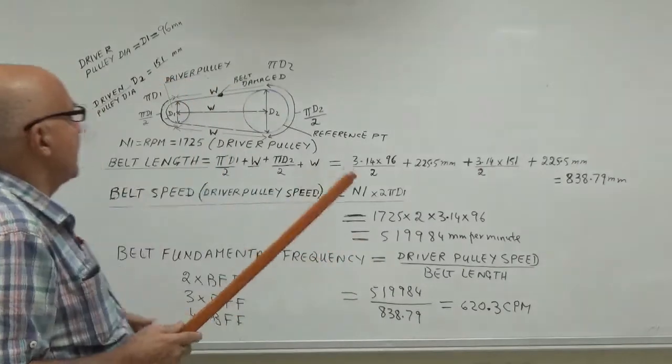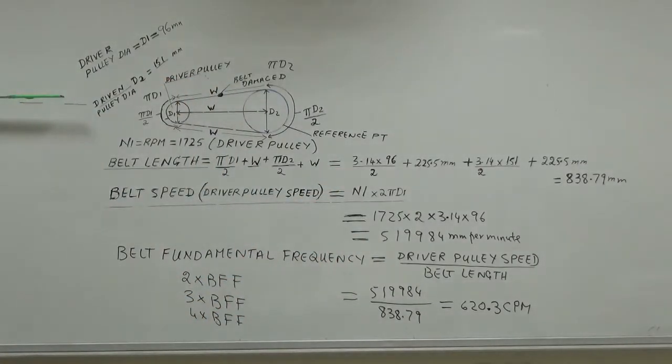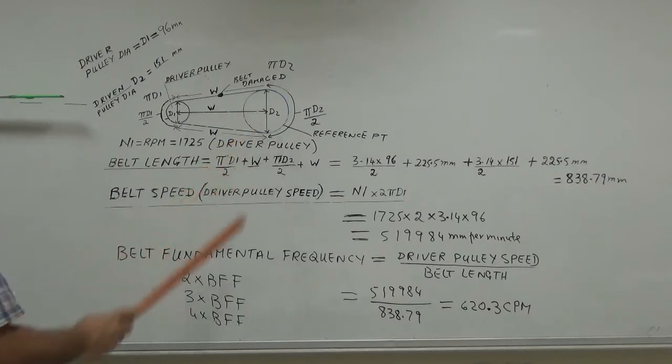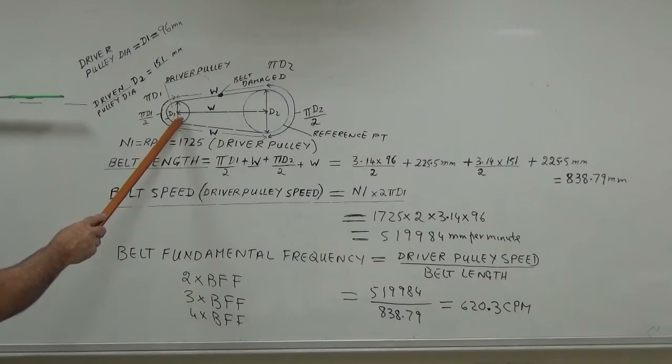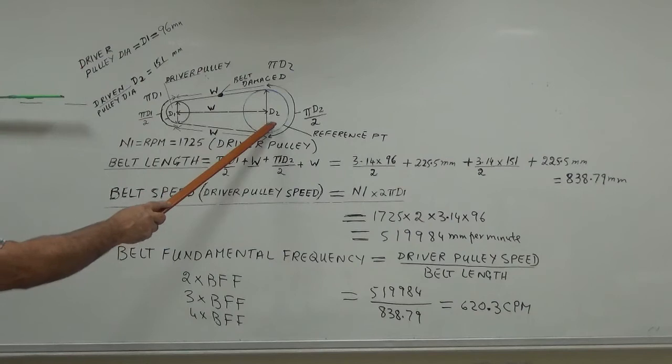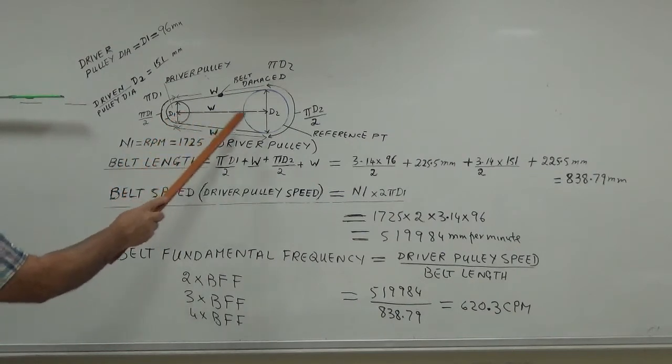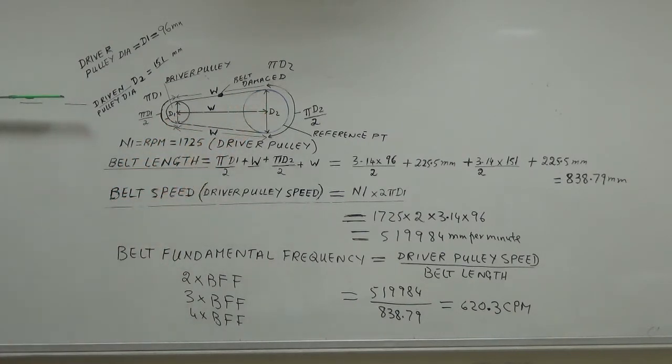Now you can see here how we have calculated the belt fundamental frequency. These are two pulleys. This one is the driver pulley and this one is the driven pulley. The diameter of the driver pulley is D1 and the diameter of the driven pulley is D2. From here to here is the central distance, and this is W.